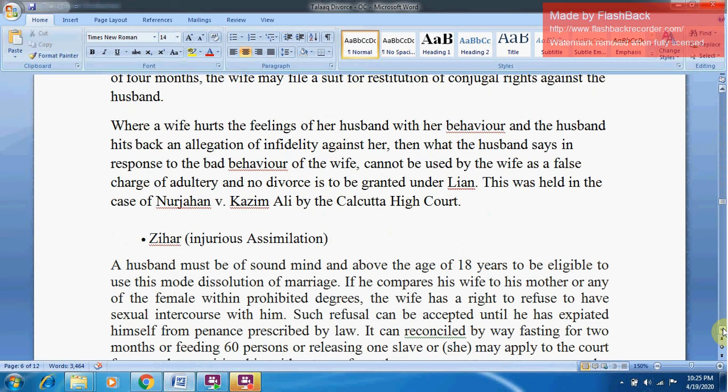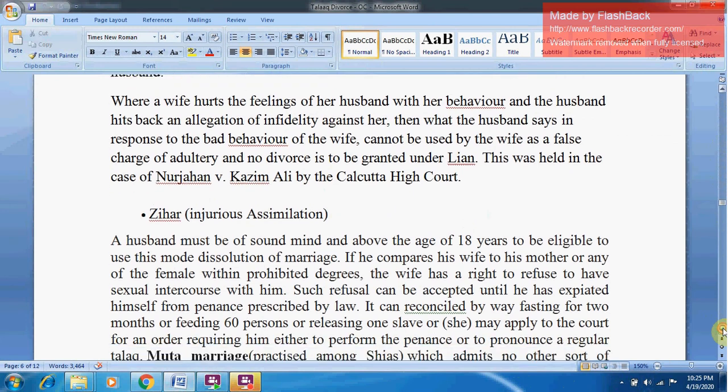Where a wife hurts the feelings of her husband with her behavior and the husband hits back with an allegation of infidelity against her, then what the husband says in response to the bad behavior of the wife can't be used by the wife as a false charge of adultery, and no divorce is to be granted under lian. This was held in the case of Noor Jahan versus Khazim Ali by the Calcutta court.